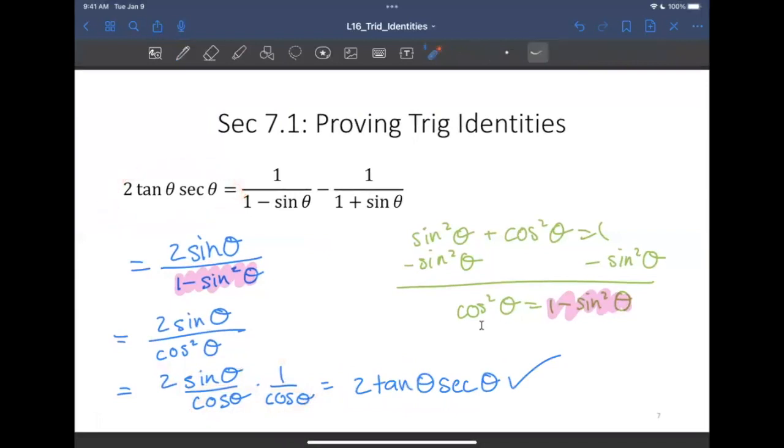Okay, that one was a bit tricky, seeing this part, I think, but I just broke up cosine squared theta into cosine theta times cosine theta.